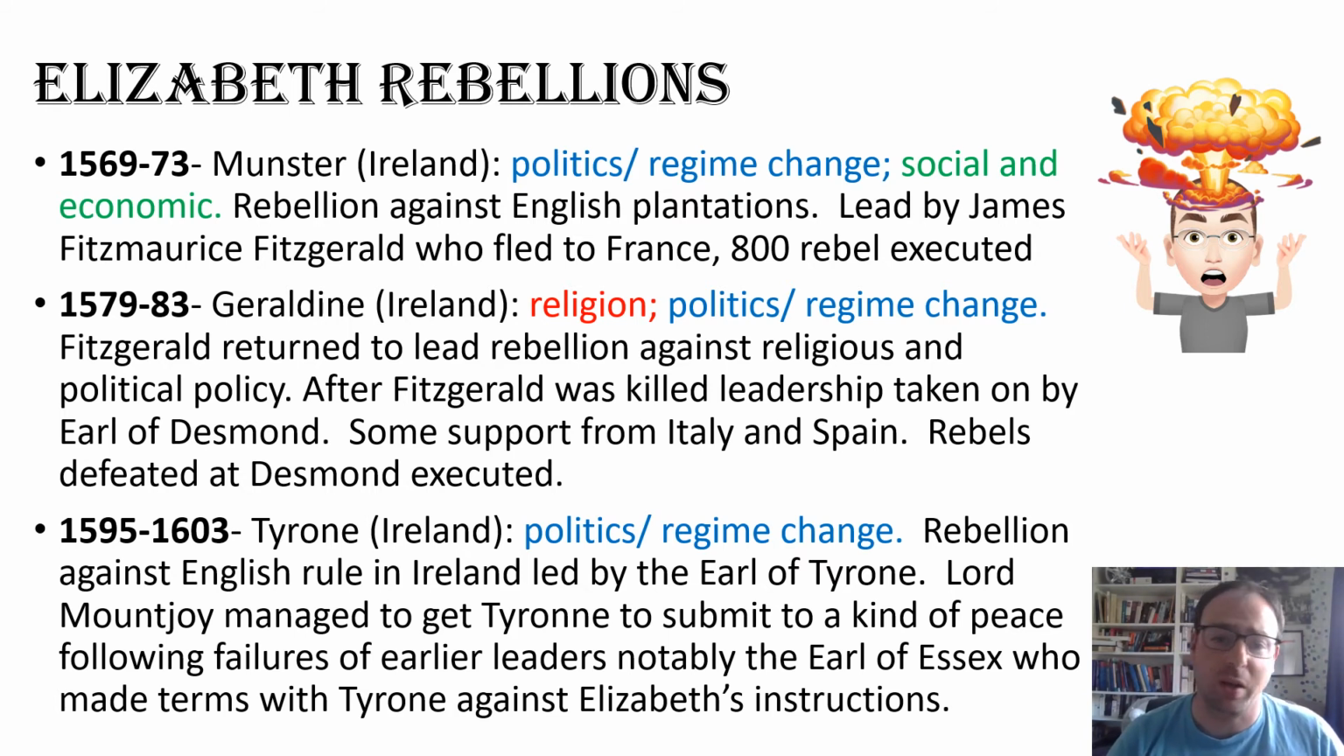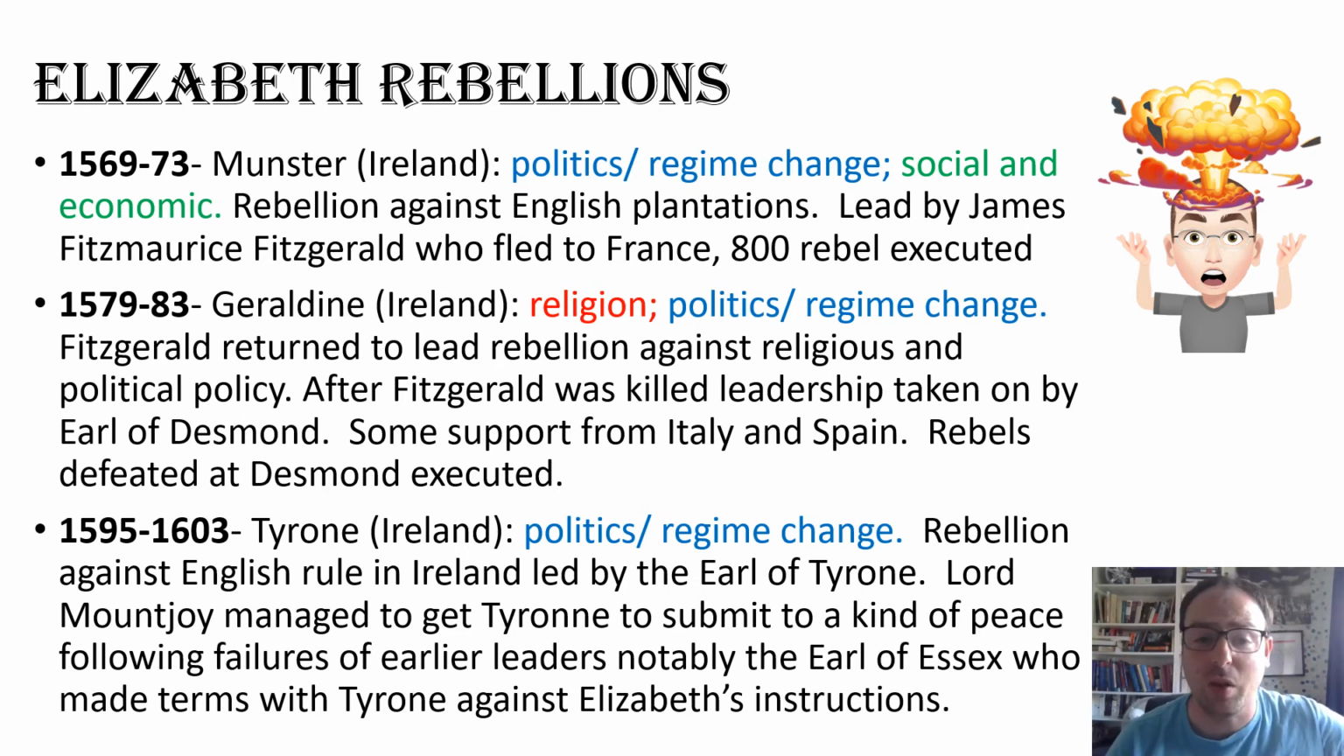And this rebellion is led by James Fitzmaurice Fitzgerald, who ends up fleeing to France, and there are 800 rebels executed in this. Again, this is a rebellion which takes place over 4 years. One of the major problems in Ireland is Elizabeth never really commits herself with enough men and enough resources to deal with these rebellions that keep taking place.